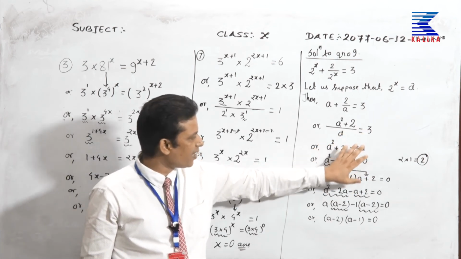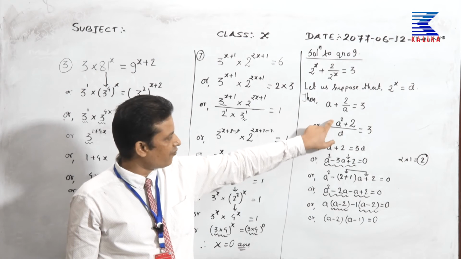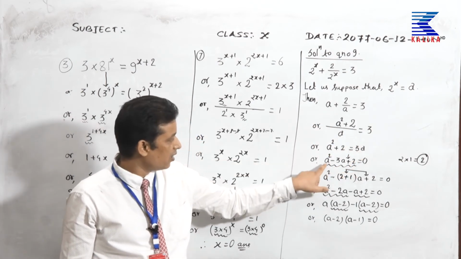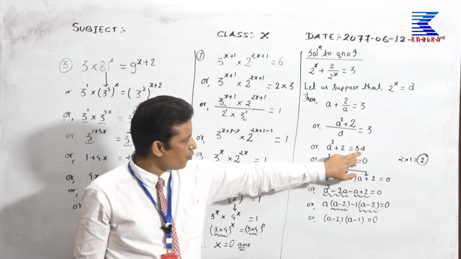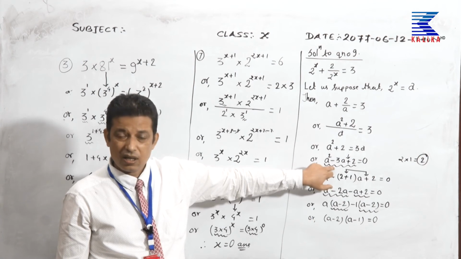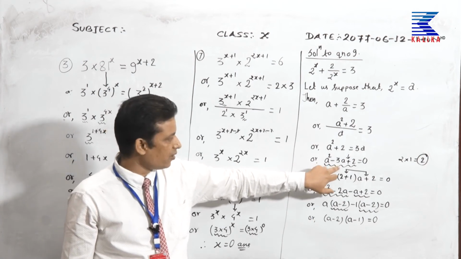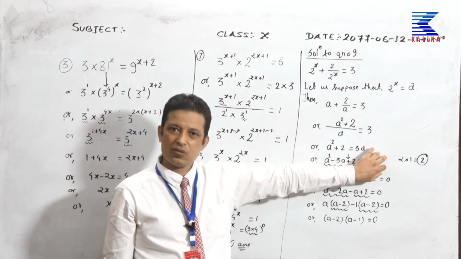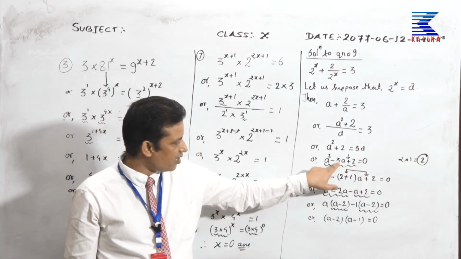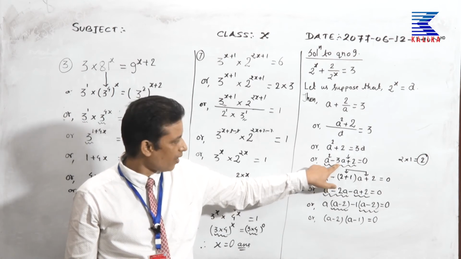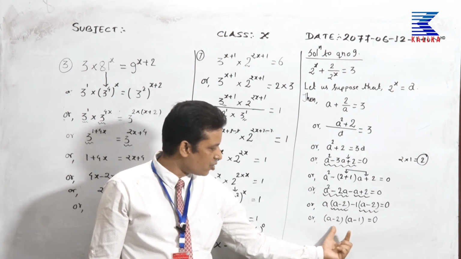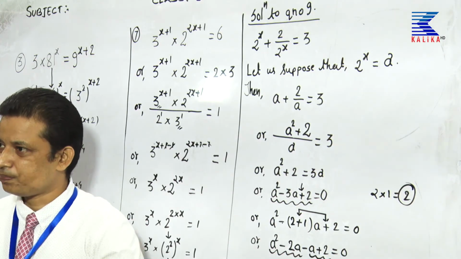After cross multiplication we got a square plus 2 in the left hand side is equal to 3 times a, is 3a. Next, this 3a we must bring to left hand side. This is the method of solving a quadratic equation. We bring 0 normally in right hand side, and then we factorize this quadratic equation. Then after factorizing we got two factors a minus 2 and a minus 1 equal 0.